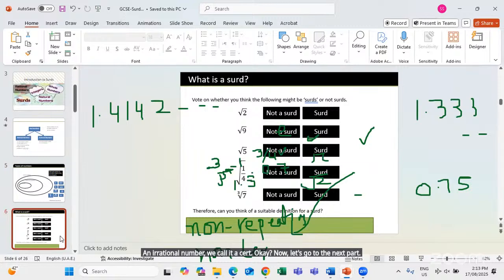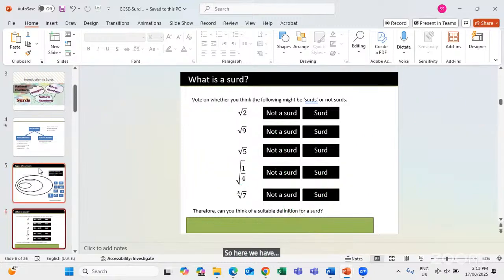So here we have square root 2. Square root 2 is a surd? Yes, square root 2 is a surd. The reason, it is non-terminating and non-repeating. Square root 9, it is not a surd. Square root 5, it is a surd. Now the rest of the two questions, I want you to check by yourself.